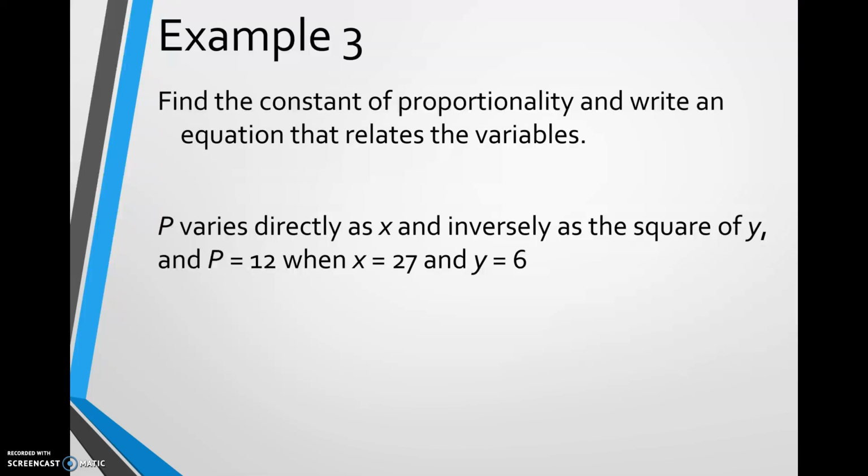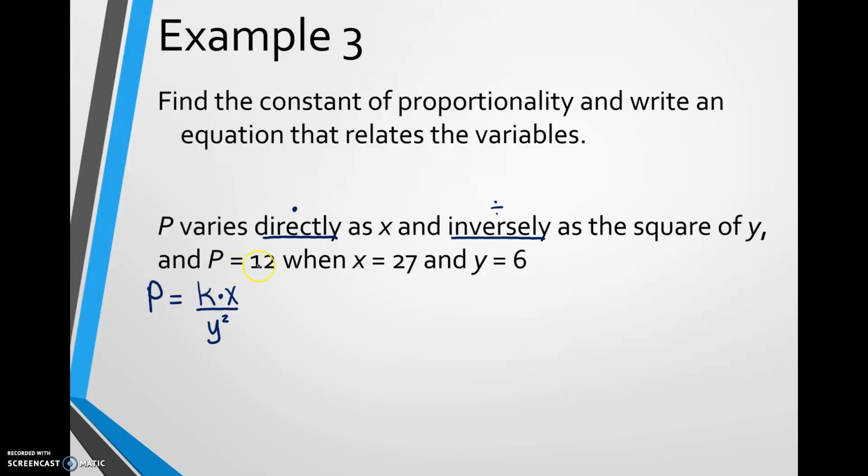Let's try example 3. P varies directly as x and inversely as the square of y. Does that sound a little bit more complicated? But we can totally do this. P equals, it says directly as x. What does directly mean? Times. So it's going to be k times x. Inversely means divide. K divided by, so we make a denominator, and it says the square of y. So y squared.